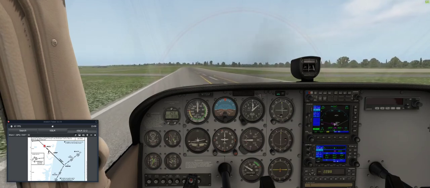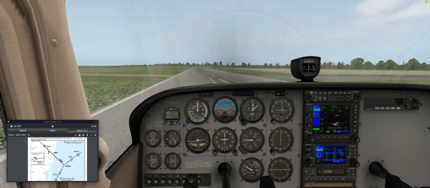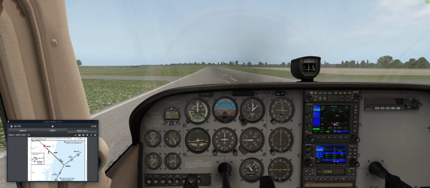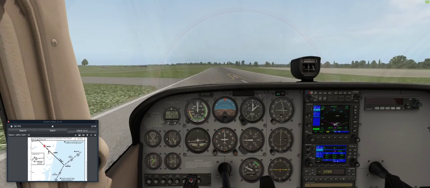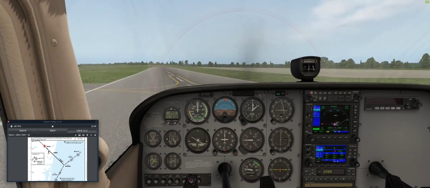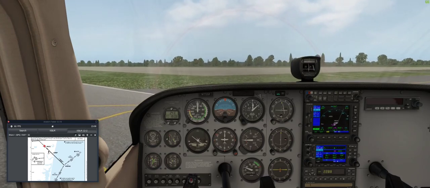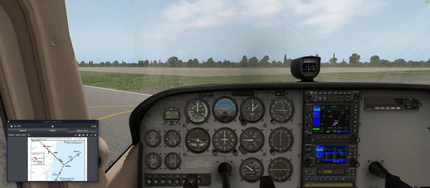And I think that's probably where we'll call it a day. I'll just park this aircraft. At least get off the active.